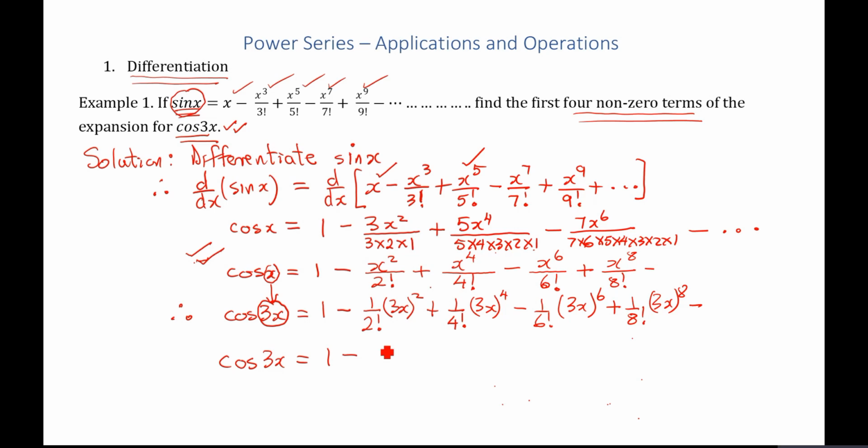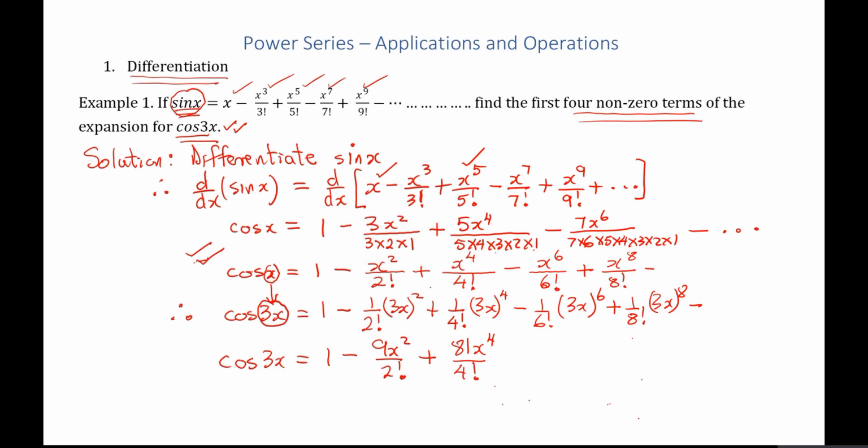3x all squared is 9x squared. Divide that by 2 factorial, plus 3x to the power 4 over 4 factorial. What's 3 to the power 4? 81. X to the power 4 over 4 factorial.